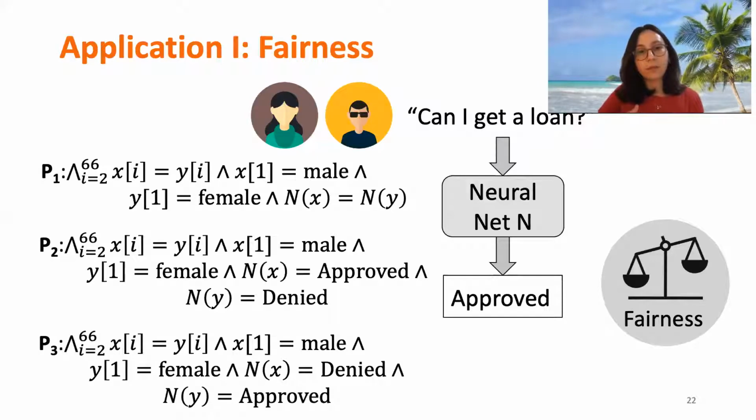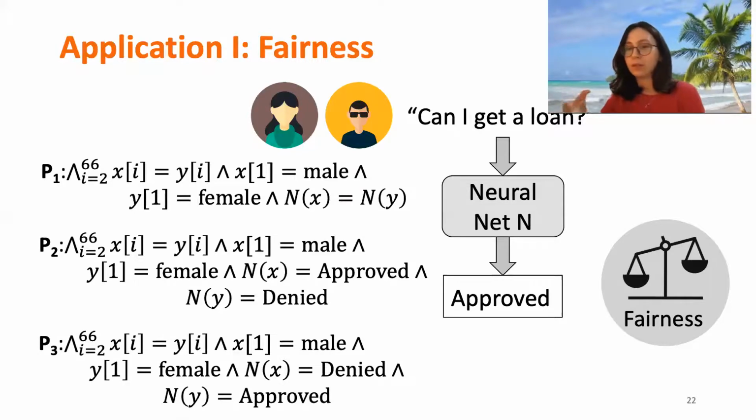So let's say, how many inputs which are male and are approved would otherwise be denied if they were female? That's the second property. The third property is vice versa. If all of the features are kept the same, but the individual is male and was denied, what would happen if the individual were female, and how many of these individuals would have their bank loan approved?